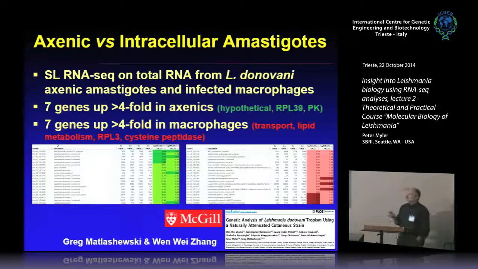The genes that were changed were transporters, which makes sense because the cells are growing in different environments, and a couple of lipid metabolism genes, and again, they probably have different lipid precursors if they're growing in a macrophage than in a culture, and a couple of peptidases, and then hypotheticals. So there were some differences, but not so many.